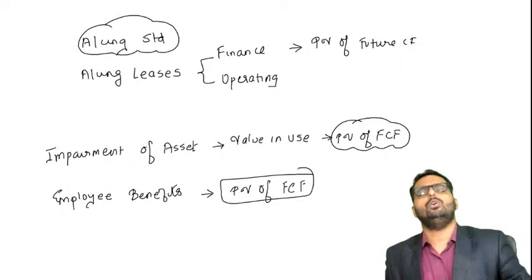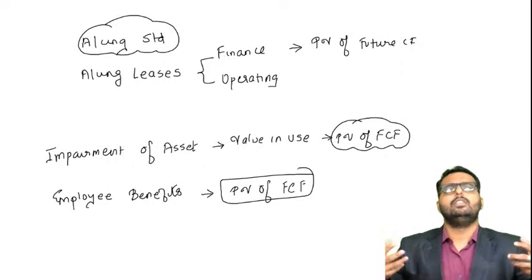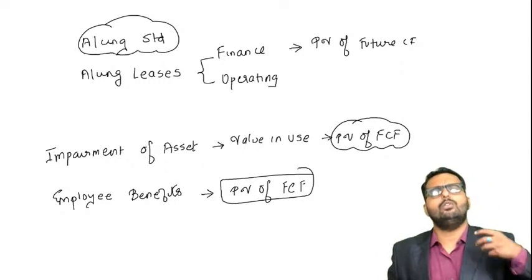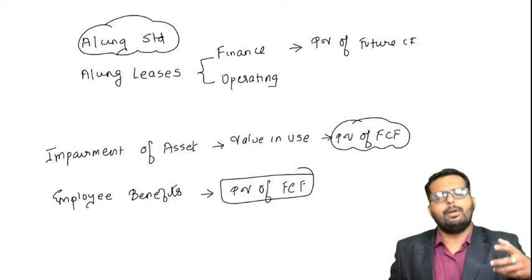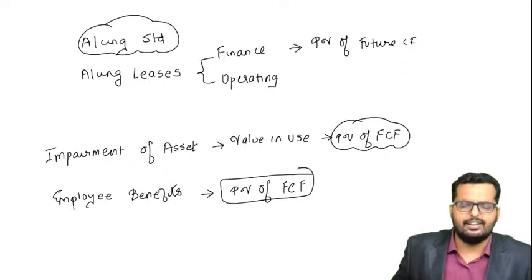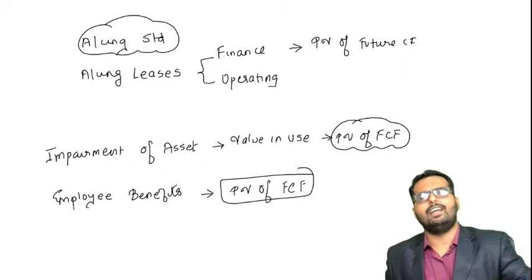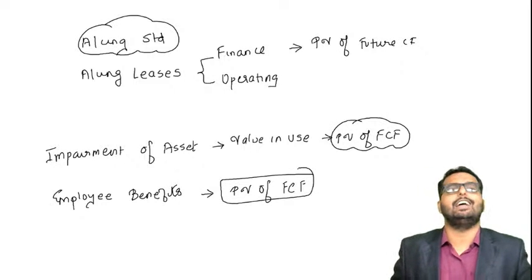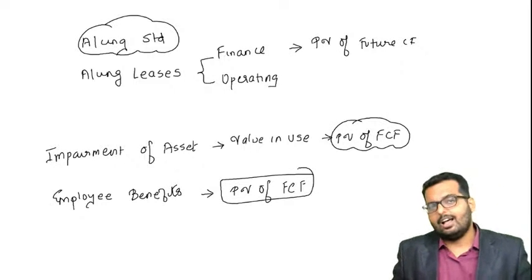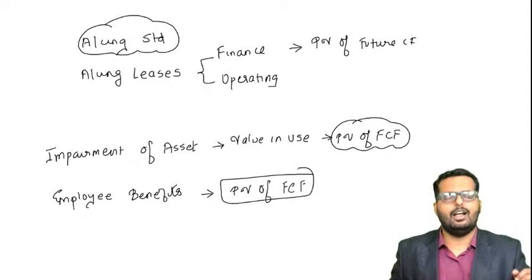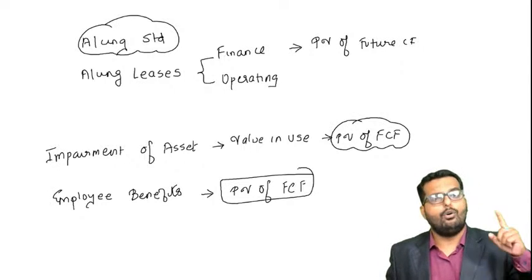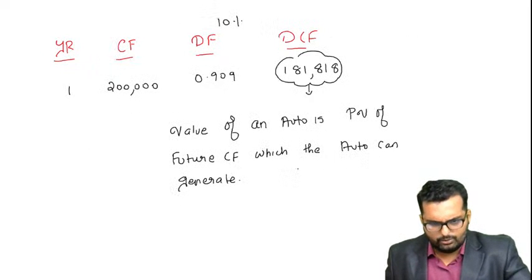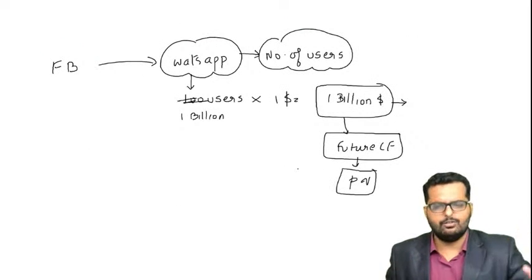Once again, value of an asset is nothing but the present value of future cash flows which the asset can generate. One last time, value of an asset is nothing but the present value of future cash flows which the asset can generate. Can you please write down this in your books, in your own language now?